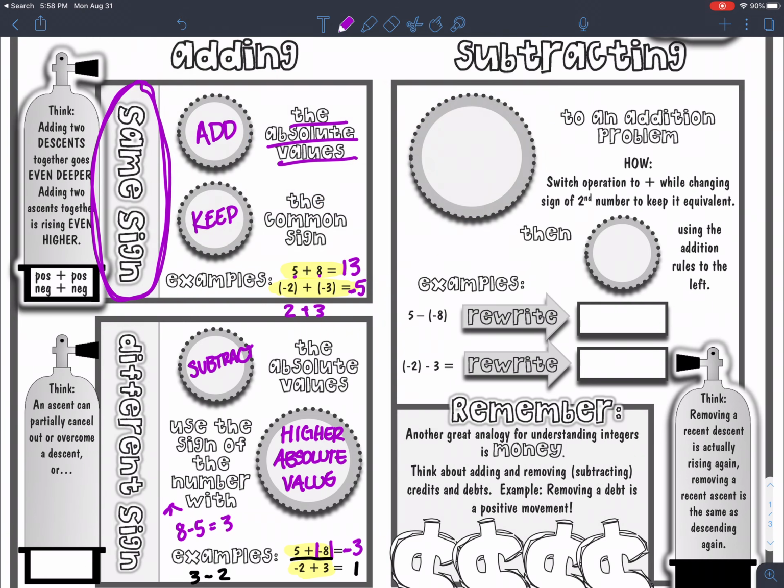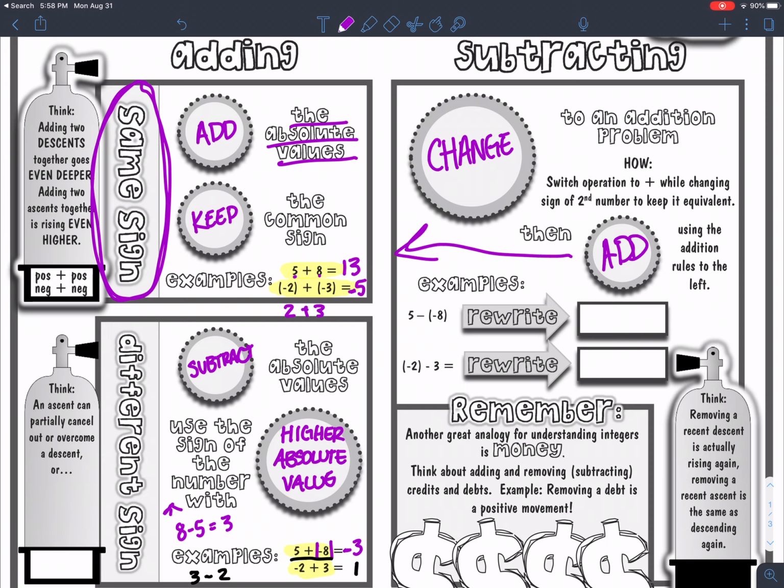Subtraction is much easier to deal with when we change it to an addition problem. So, when we have a subtracting problem, what we can do, we don't have to do, but we can do, is change it to an addition problem. And then we just add them. Then we follow these rules over here, okay? So we're going to change it to an addition problem and then add them together.